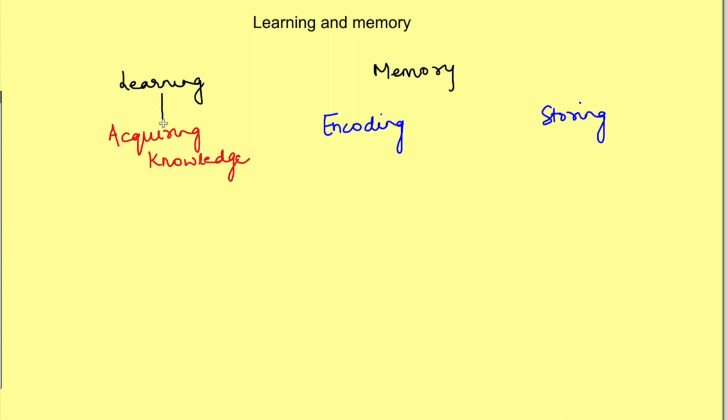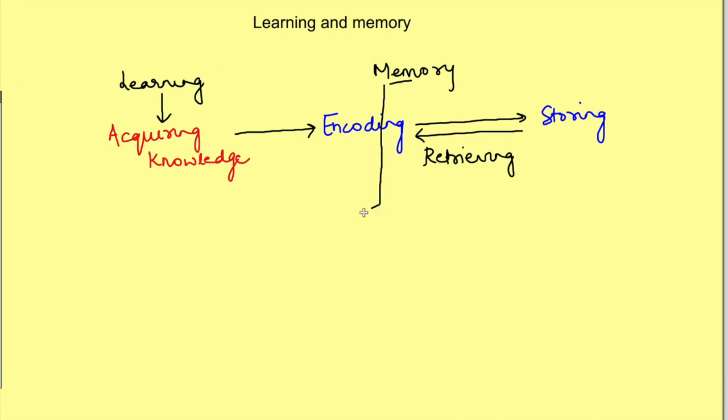Learning means acquiring knowledge. While memory involves encoding the knowledge which is acquired, storing it and retrieving it when needed. Memory is classified as working memory, short-term memory and long-term memory. So before going into the types of memory, let us see a little bit of the fundamentals so that we understand a little bit about learning as well.